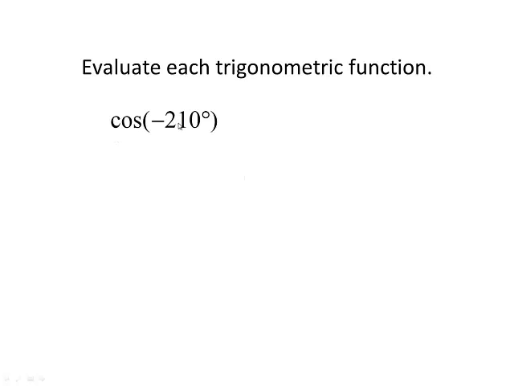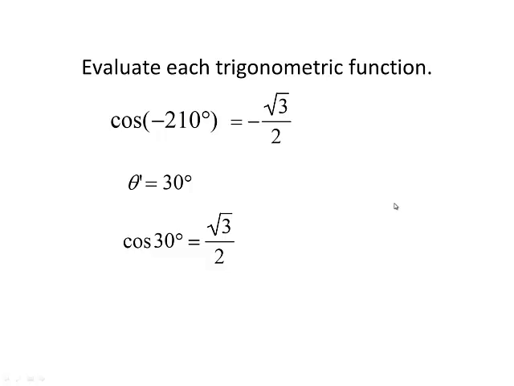Cosine of negative 210. Negative 210, if you go backwards on the circle, it's going to be in quadrant 2. In quadrant 2, cosine is negative. And my reference angle for that would be 30 degrees, because that's how we get back to the x-axis. So cosine of 30 degrees, my reference angle, is rad 3/2. But because we're in quadrant 2, it's going to be negative rad 3/2.